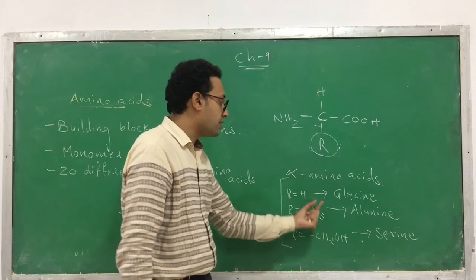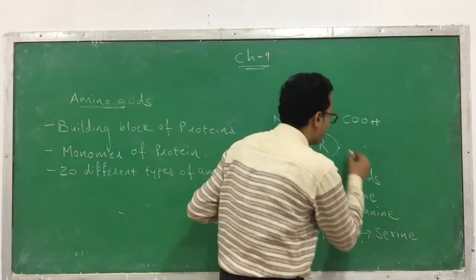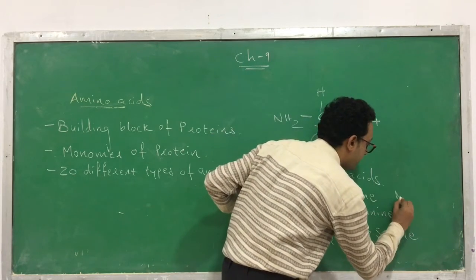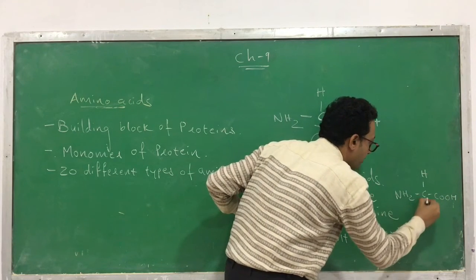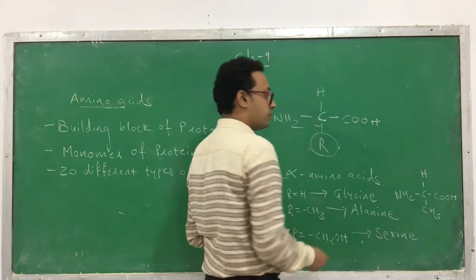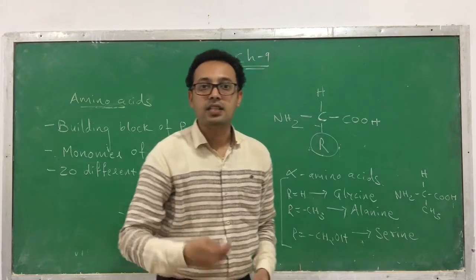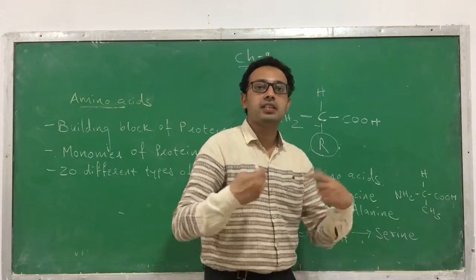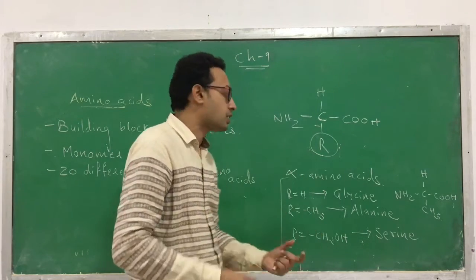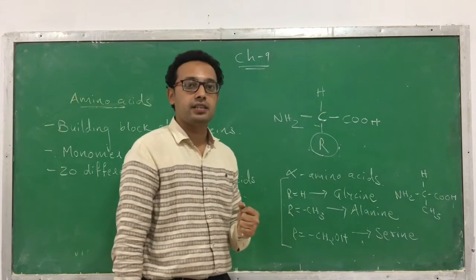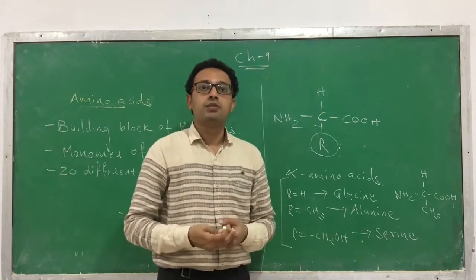You can also draw a structure. Suppose I ask you to draw the structure of alanine, you can draw it by just changing the R. So this is the structure of alanine: NH2, C, COOH, H, and you know that in alanine it's a methyl group. Similarly, for glycine, you have to replace this CH3 with H, and if it is serine, then you have to replace this CH3 with CH2OH. So you can also make the structure of these different amino acids by knowing the functional group present in it. Clear?